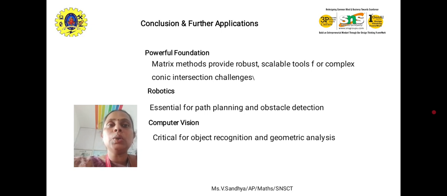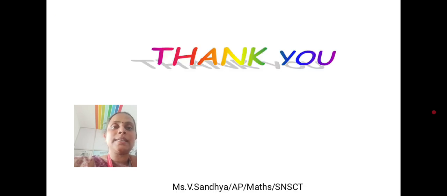Next, the conclusion and future applications. The conclusion gives a powerful foundation in robotics and computer vision. The matrix method provides the tool for complex conic intersection challenges. In robotics, it is essential for path planning and collision detection. In computer vision, it is critical for object recognition and geometric analysis. Thank you.